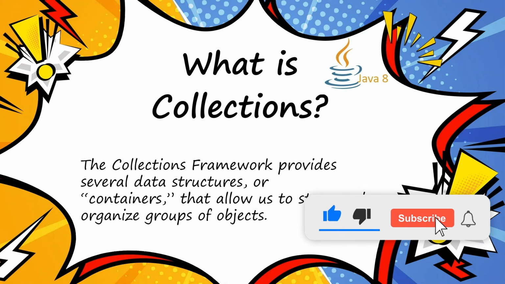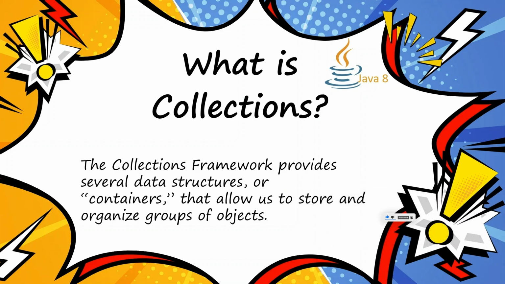The collection framework provides several data structures or containers that allow us to store and organize groups of objects. It includes classes and interfaces designed to help us add, remove, search, and iterate through data effortlessly. And these structures aren't just for storage, they also support algorithms for sorting, searching, and managing data efficiently. Think of it as a toolbox for data management.